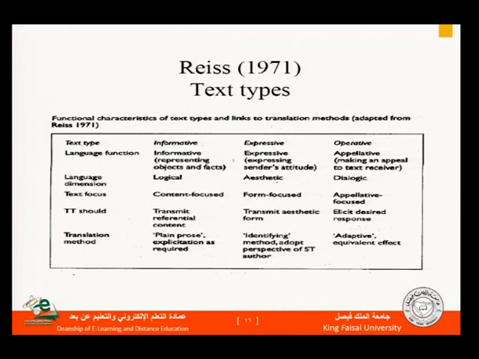أوكي، وهي تكلمت أيضا عن informative، كيف language function اللي هو وظيفة اللغة، وفي language dimension البعد اللغوي عندكم logical بالنسبة للinformative، والبعد اللغوي بالنسبة للexpressive بيكون aesthetic يعني جمالي، مثل قصيدة أو كتابة شعرية أو أدبية يريد الكاتب أن يظهر فيها كل مقدرته في التعبير اللغوي، مع التركيز على الفورم اللي هو الصيغة. وفي text focus for the translation، في translation بتكون plain prose يعني نثر بسيط، في translation بتكون identifying تحديد، وفي translation بتكون adaptive، يعني تكييفية، بتكيف النص مع النص الأصلي.